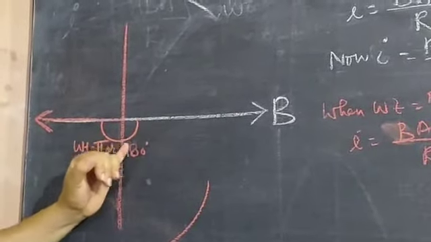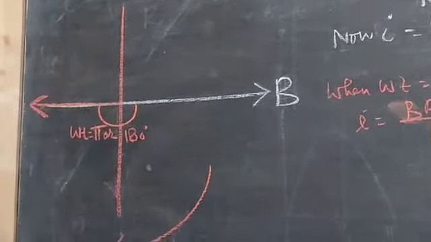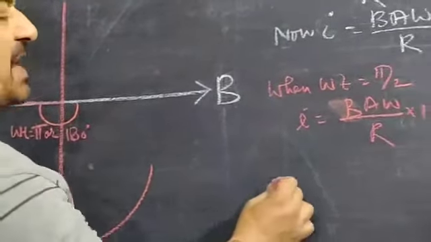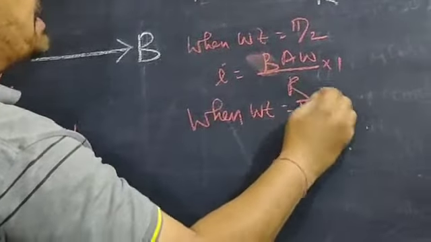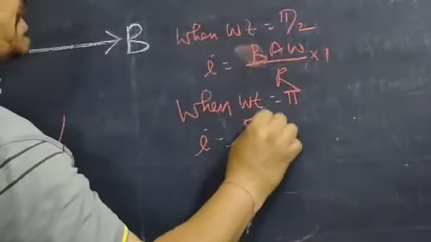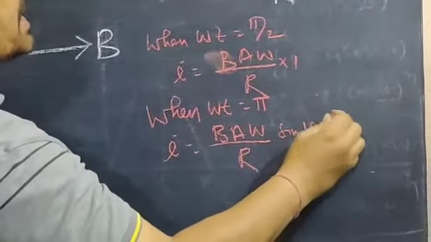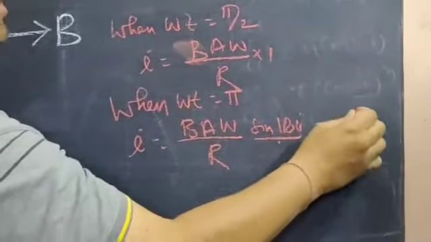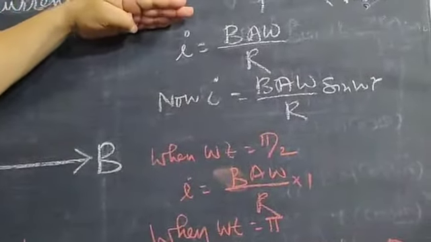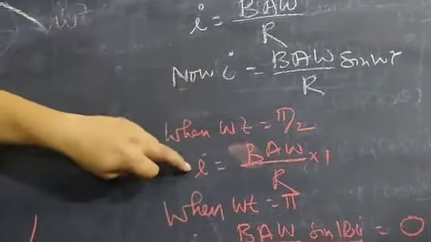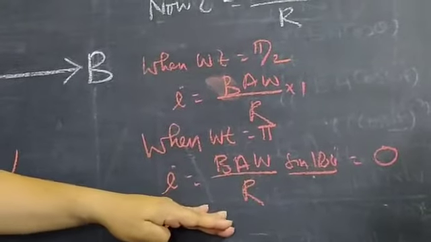So at this time this area vector is making an angle of 180 degree with the direction of magnetic field. So when omega t is equivalent to pi, then I is equivalent to B A omega upon R into sine pi. Sine 180 degree is 0, so current will again be 0. So when the angle was 0, current was 0, it increased and became maximum at pi by 2 angle, and at 180 degree it has again become 0.